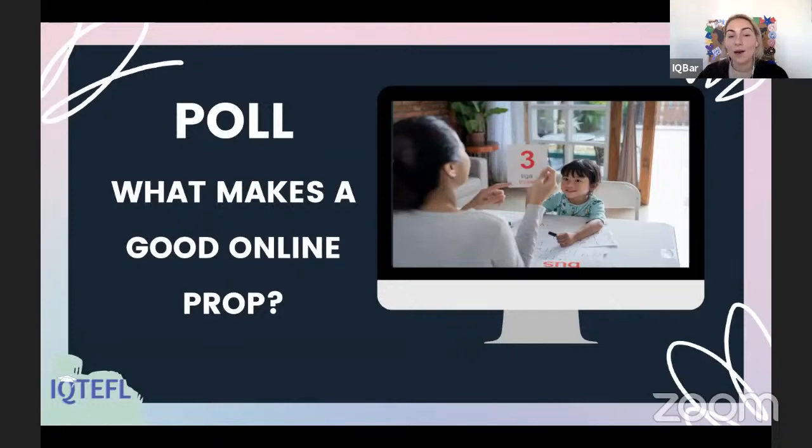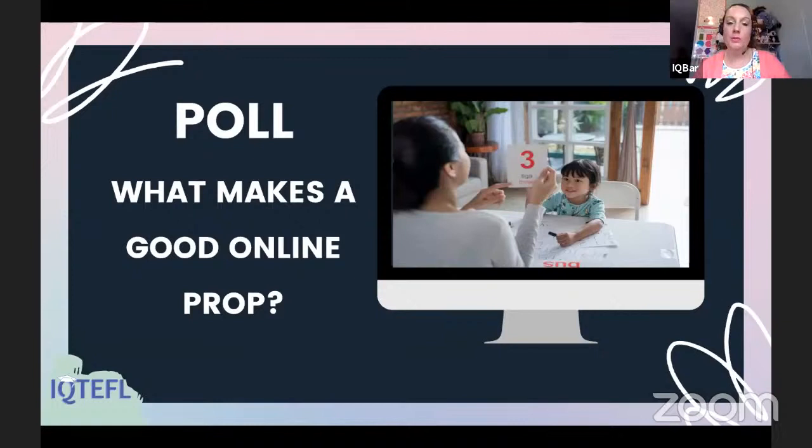Our options here are a prop which can be used in various ways and situations, a prop which engages the learner, a prop which can distract learners and pull their attention away from the lesson material, and then, of course, a prop which can help to improve pronunciation and phonics. So you can choose as many as you'd like, and we will share the answers with you.